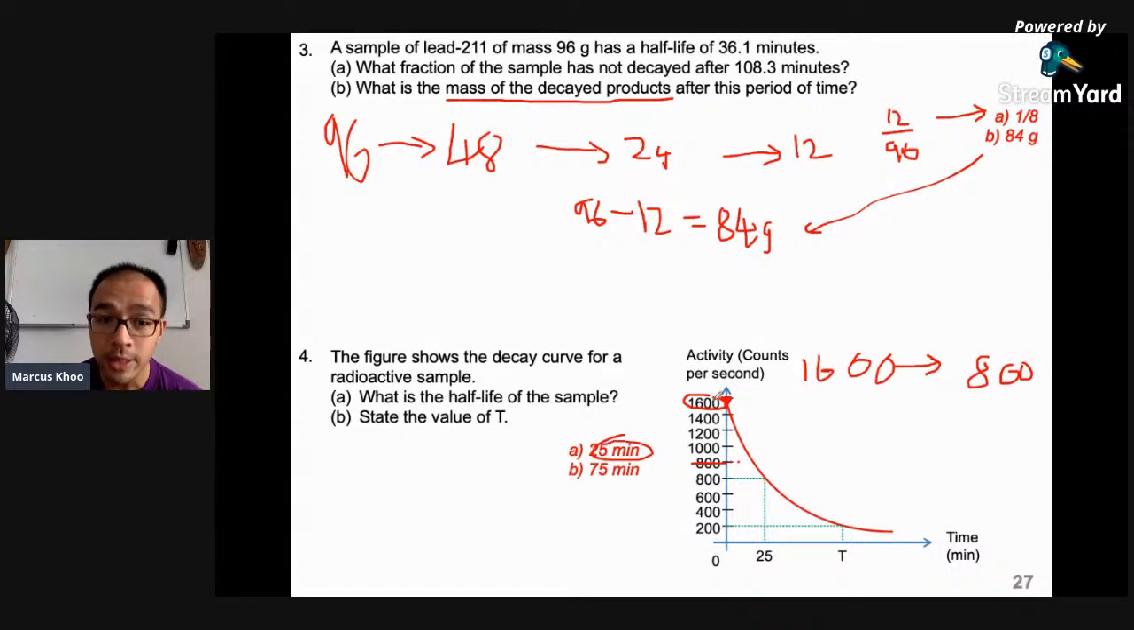We need to know how much we have originally, otherwise we don't know. State the value of T. The value of T will be when it becomes 200. So let's halve this until we get 200. 1,600, half is 800. 800 divided by 2 becomes 400. 400 divided by 2, then we find that we have 200 left. So there are 3 half-lives. Since one half-life is 25 minutes, 25, 25, 25, the amount of time over here will be 75 minutes.